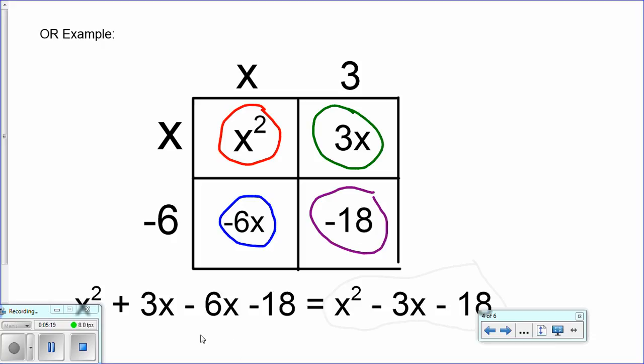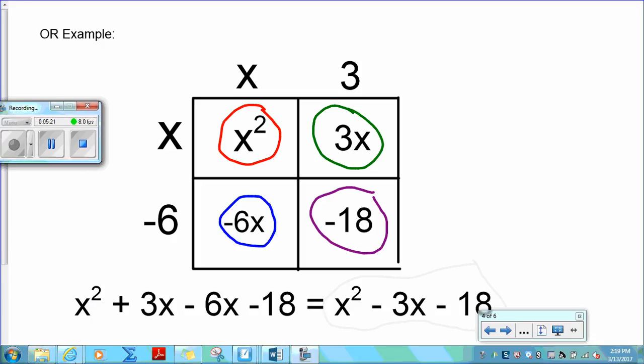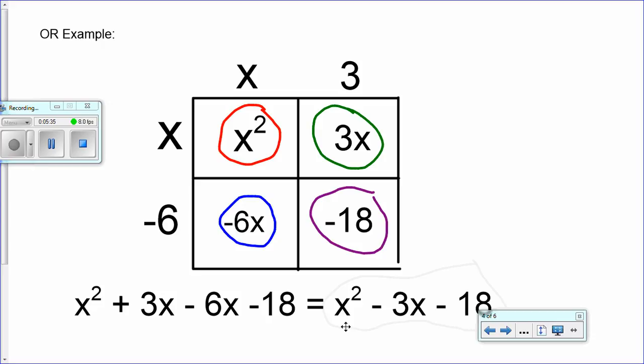So you could also just write it out. x squared, just take them out of the box. Whatever sign they have, that's either the addition or subtraction sign. And then you can combine like terms here, or you can do it within the box. But you'll get x squared minus 3x minus 18 again.